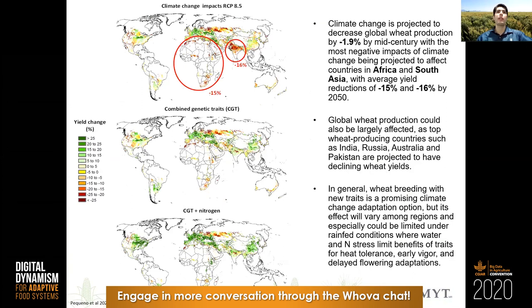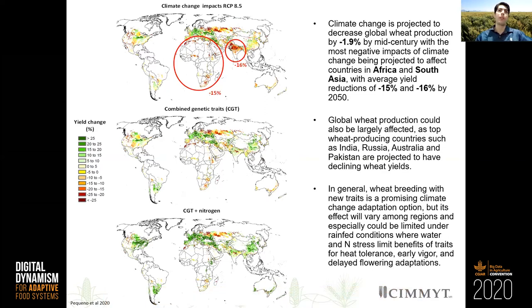So here's the baseline, and then I showed in this slide the climate change impacts. At the top of the map, and then combining genetic traits already improving the yield a little bit, and then the effect of nitrogen as well, together with the combined crop genetic traits. So we found that global wheat production is projected to decrease by 1.9% by mid-century. But if we take a look at countries, especially developing countries in Africa and South Asia, we found 15 and 16% decrease in wheat production by 2050.